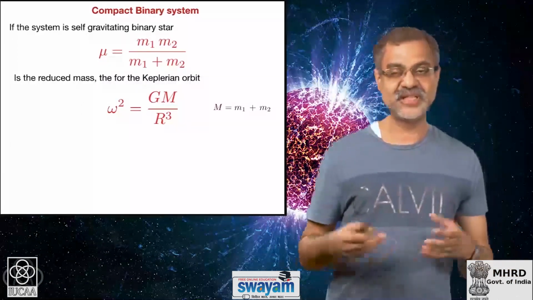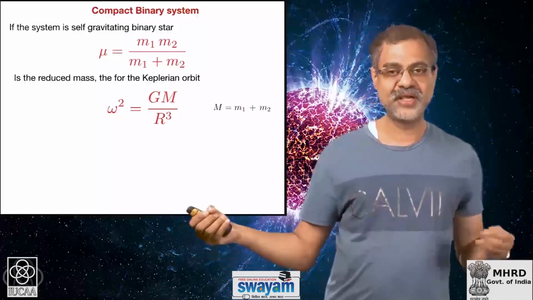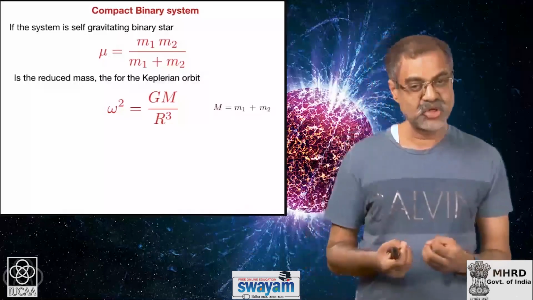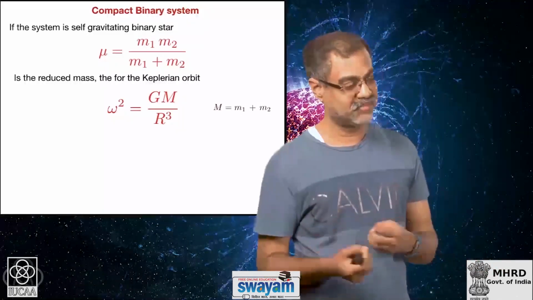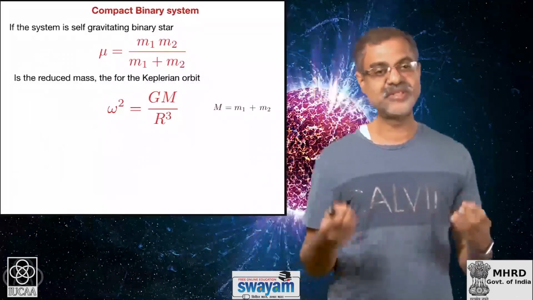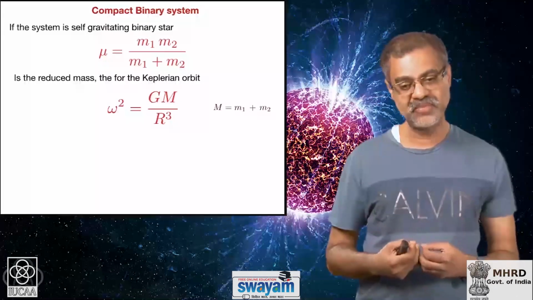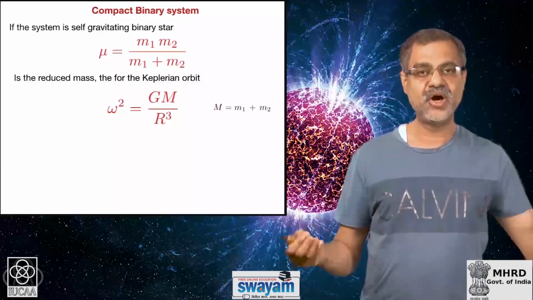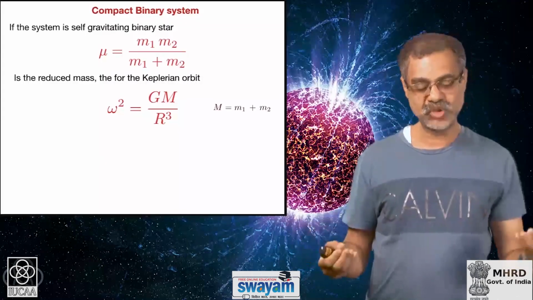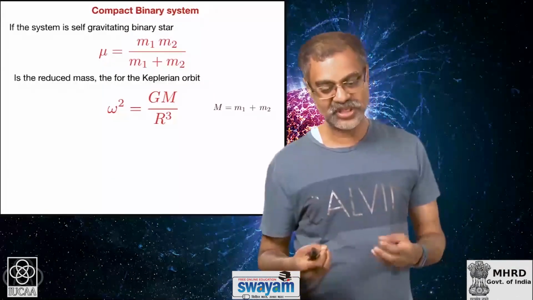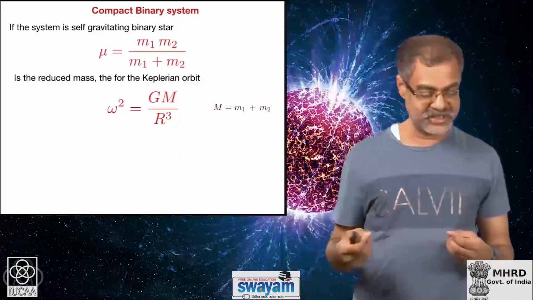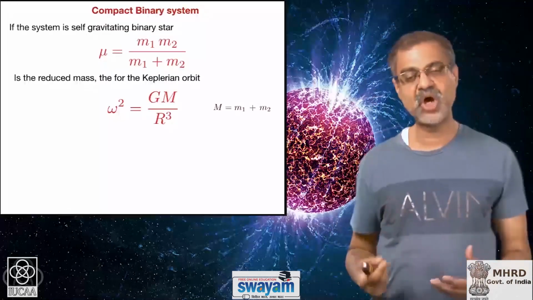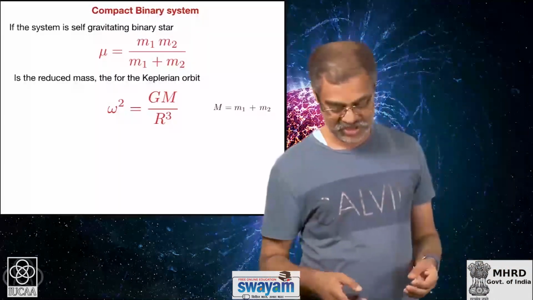That means that when the stars are very far away, their orbital frequency is small, and when the stars come close by, their orbital frequency becomes larger and larger. It is the same rule which dictates our solar system, where the outer planets have a very small orbital frequency, and as you come closer and closer to the Sun, Mercury is the fastest planet, because it is the closest planet. The same law is applicable to the binary system.